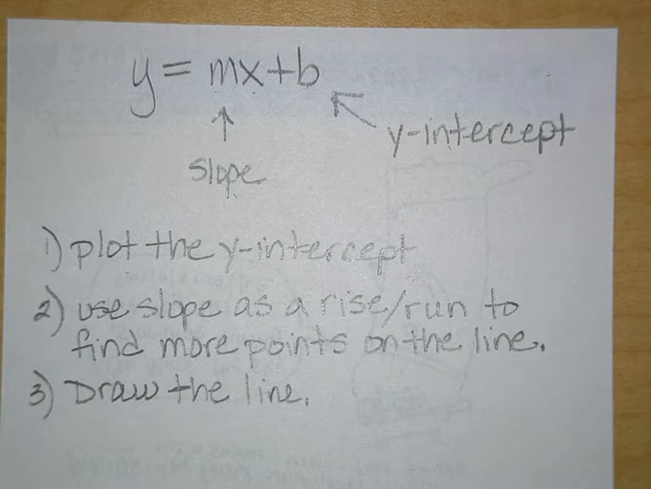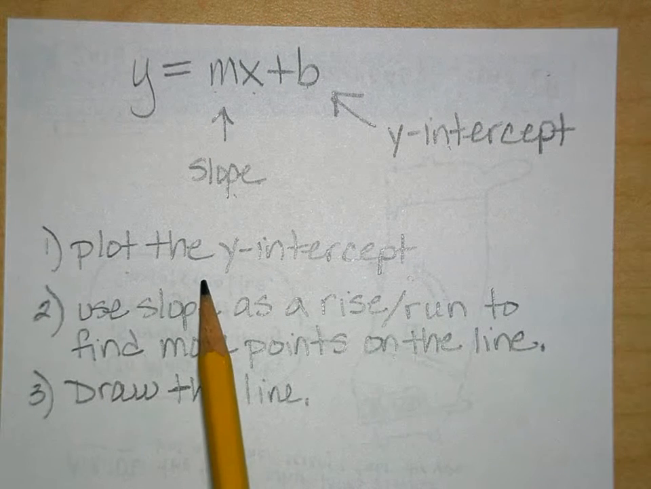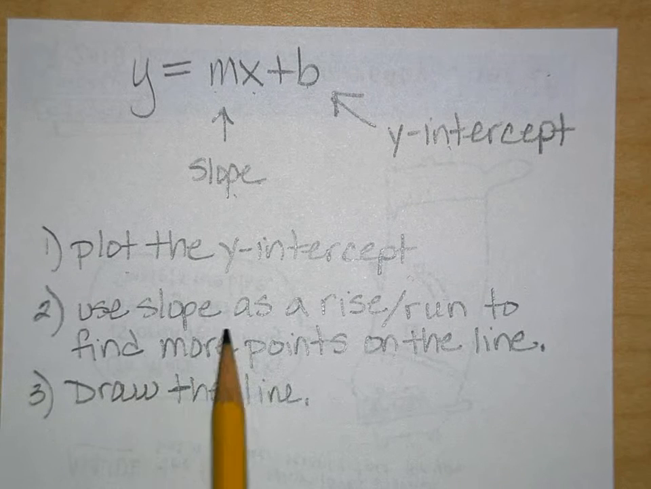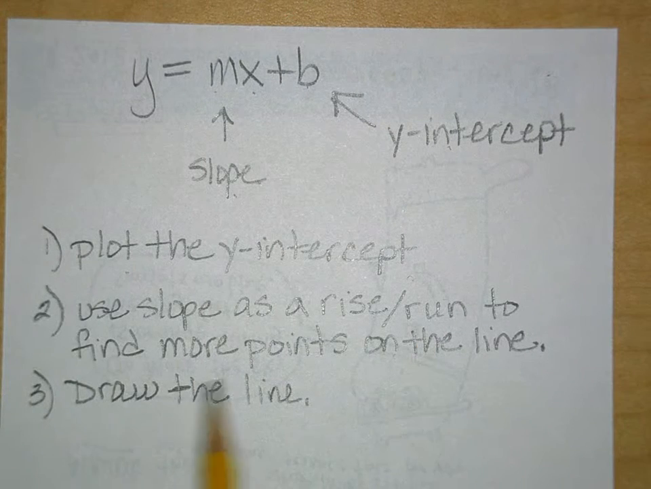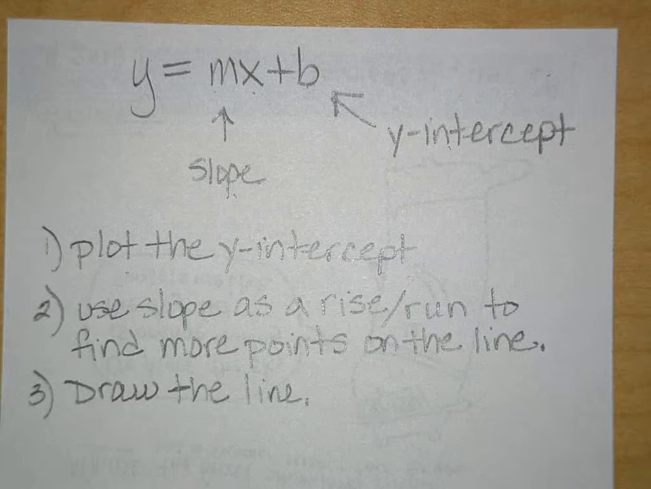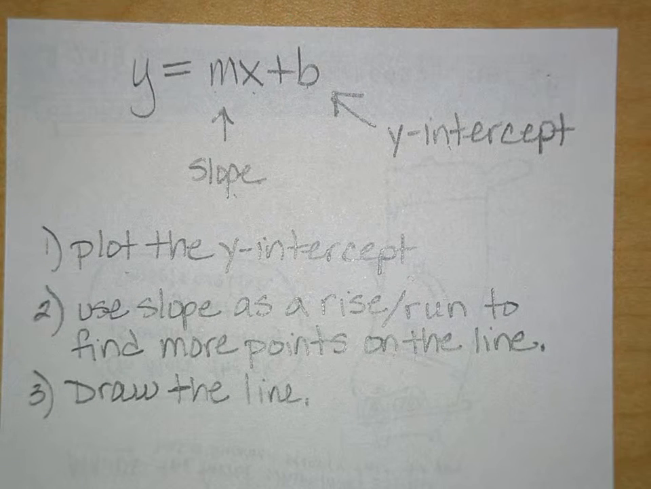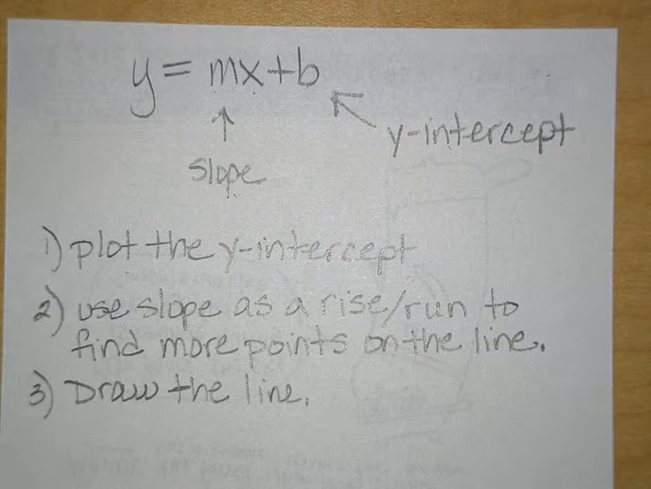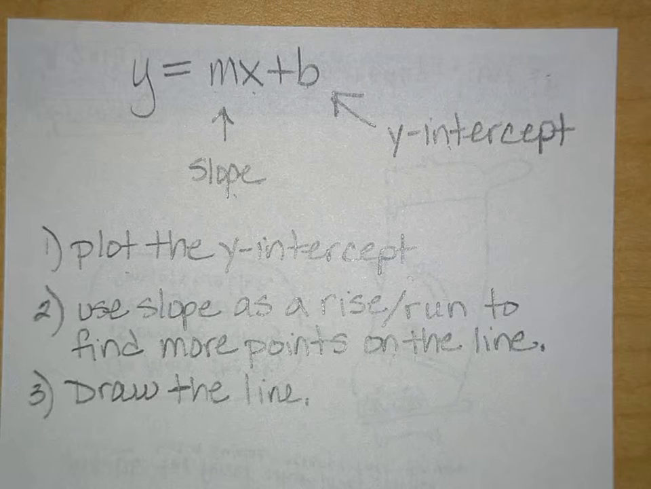There are 3 steps to graphing a line. Step 1, we're going to plot the y-intercept on our grid. Step 2, we're going to use the slope as a rise over a run to find more points on the line. And step 3, we're going to draw the line. I am not going to leave this on the screen, so if you need to pause the video here and write this down, please do so. And let's move into our first practice problem.